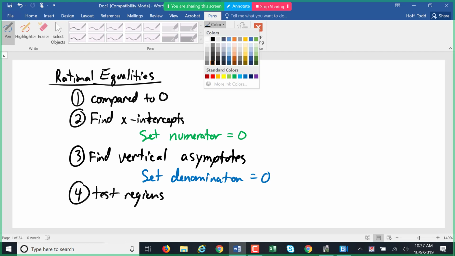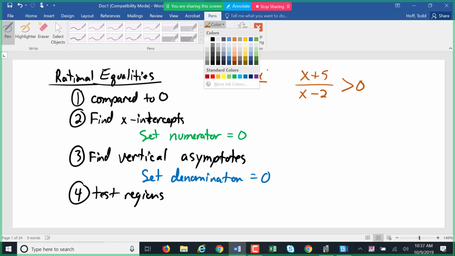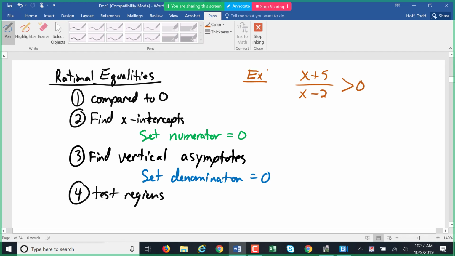So let's take a look at an example here. And my example is going to be x plus 5 over x minus 2 is greater than 0. So it's already set compared to 0. So I will start out now looking at my numerator, finding any roots. Well, the numerator is x plus 5. If I set that equal to 0, if I solve it, I get a root of x equals negative 5. So there's my root.